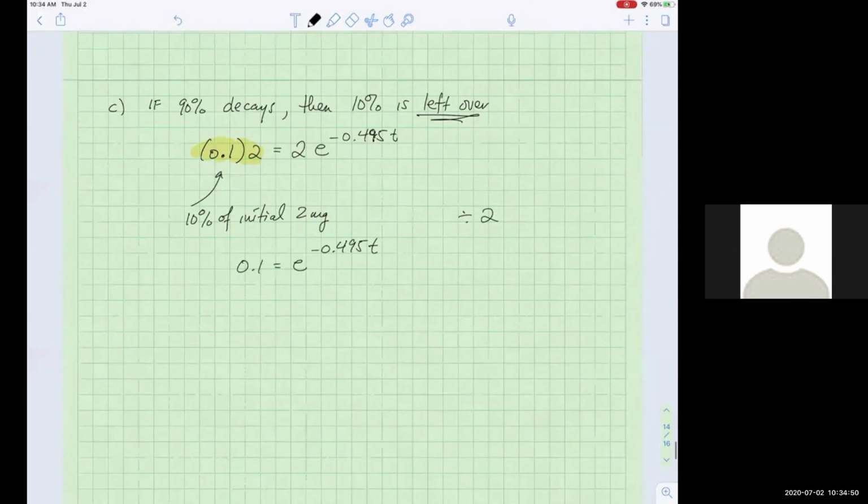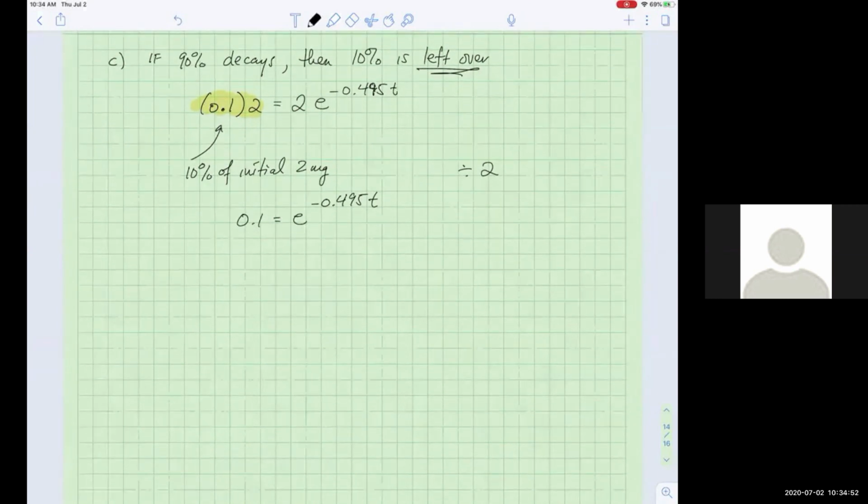Anyhow, either way, we'll take the natural log of both sides, or we'll translate. The power that turns e into 0.1 is negative 0.495 t, or the natural log of 0.1 is negative 0.495 t, in which case the amount of time that this is going to take is the natural log of 0.1 divided by negative 0.495.